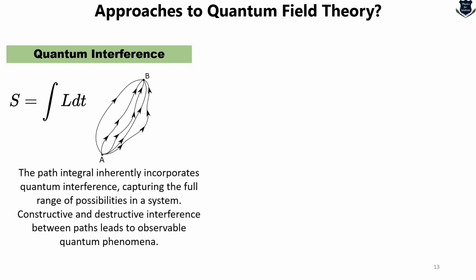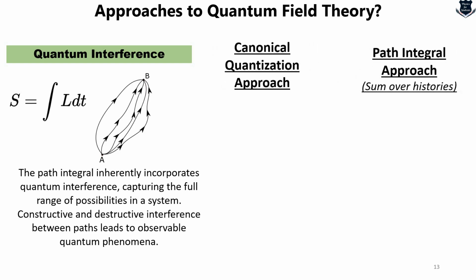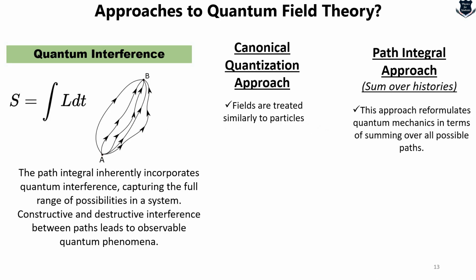Here you can see all those lines from point A to point B. So that is why it is very important. Now, if I take the canonical quantization approach on the left-hand side and the path integral approach on the right-hand side, first we get that fields are treated similar to particles. Second is what we get in the path integral approach.